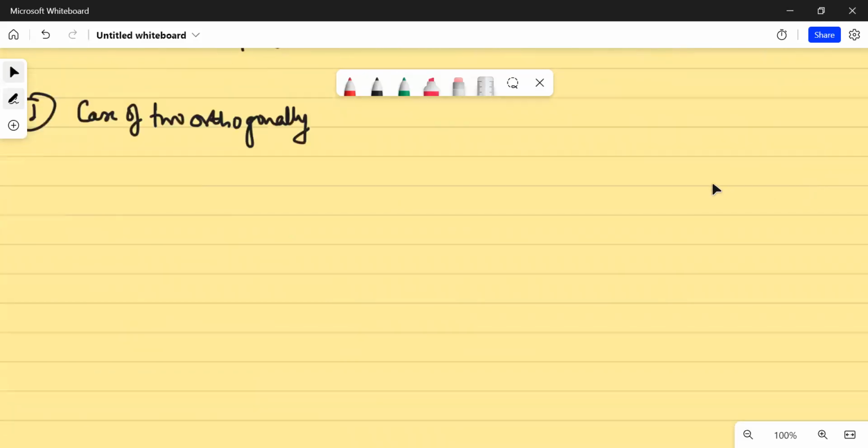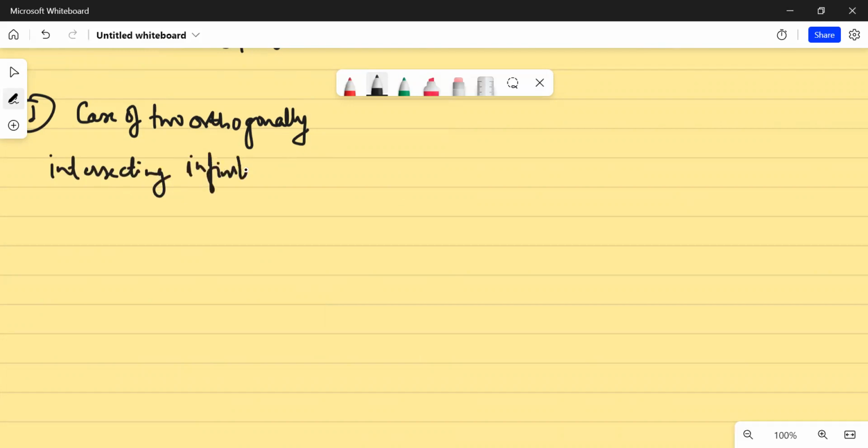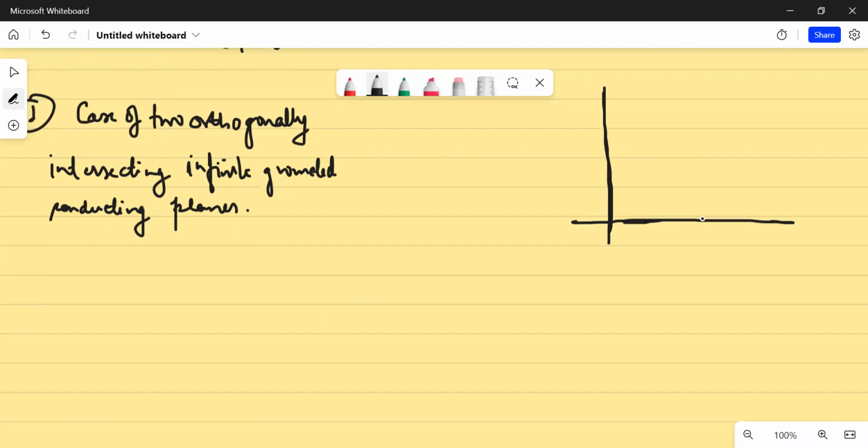Now let us take the case of orthogonally intersecting infinite grounded conducting planes. Orthogonal means at 90 degrees. So if this is my infinite grounded conducting plane number 1, and this is another infinite grounded conducting plane, and I place a charge Q here at a point (a, b), let us keep it general, then how would things transpire.